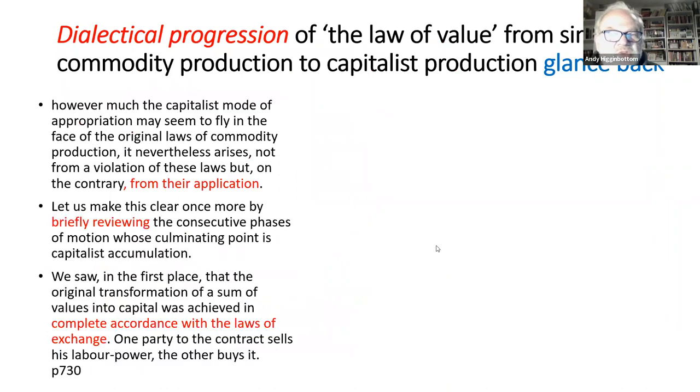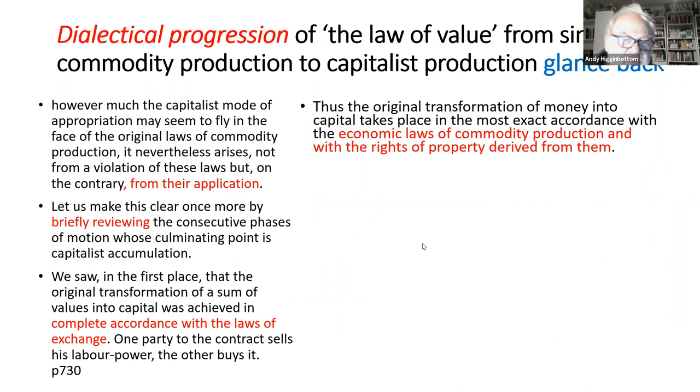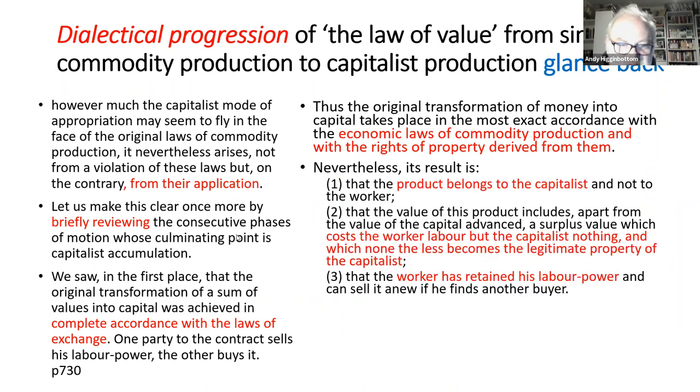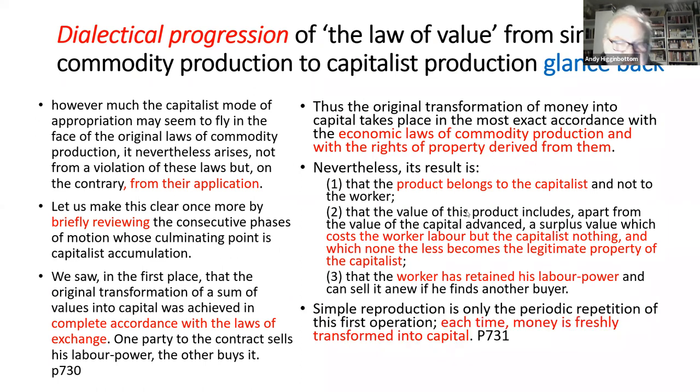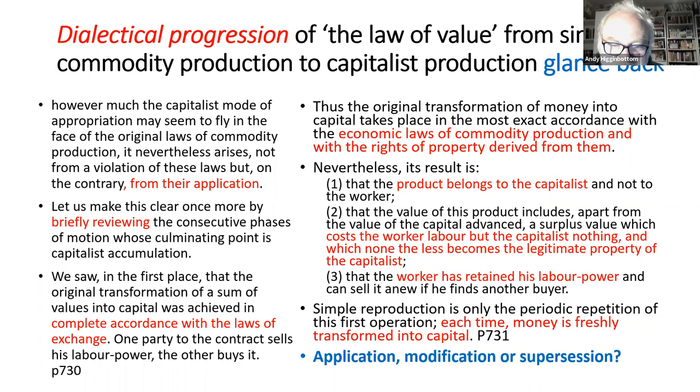This Marx considers as a dialectical progression of the law of value. Again, I'm not going to read all of this out, but I do want you to pay close attention to it. It is an interesting discussion about the law of value and the laws of surplus value in the capitalist mode of production, and I think Marx's comments here help us to clarify thinking about this. He does see that the capitalist mode of production is an application of the law of value. Indeed, it's the fullest application of the law of value, because we've got generalized commodity production.